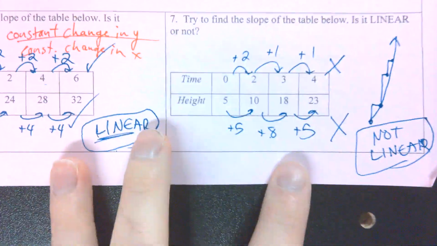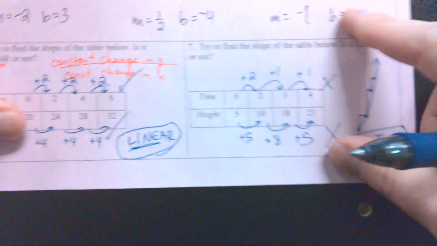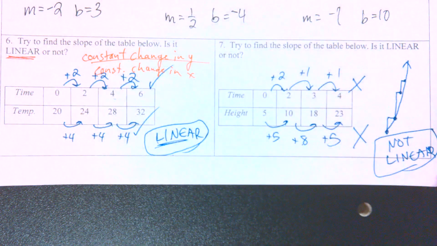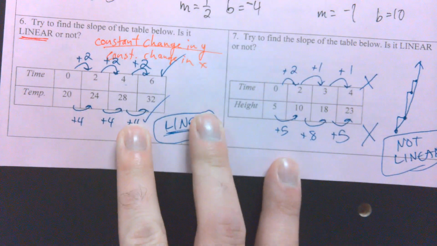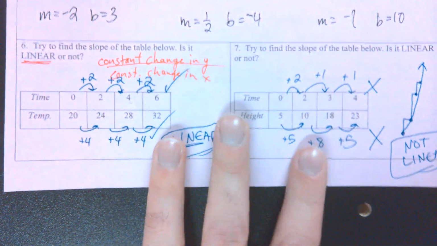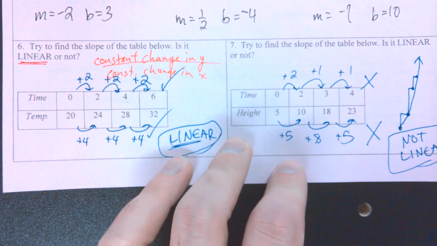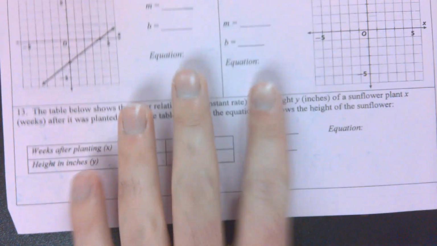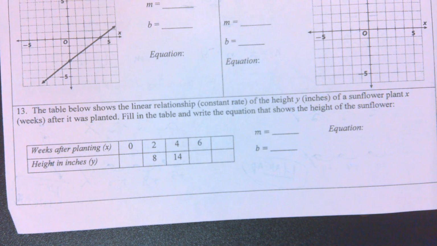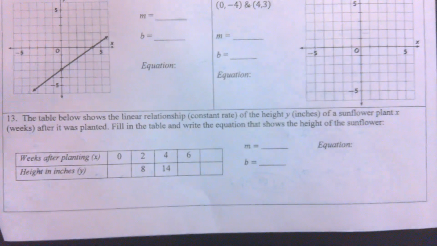So that's how we determine whether a table is linear or not linear. All right? Questions I can answer about that? Give me a thumbs up if that makes sense. Just do your arrows. If it's the same number, it's linear. If it's different numbers, it's not linear. All right, to the back, because the back is hefty. We got 15 minutes.